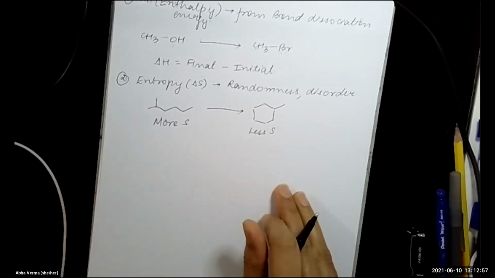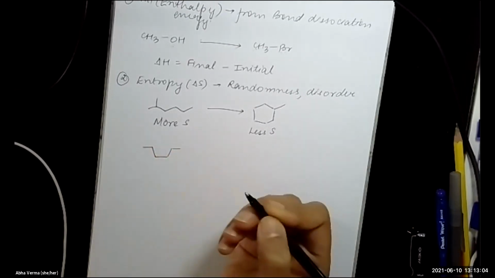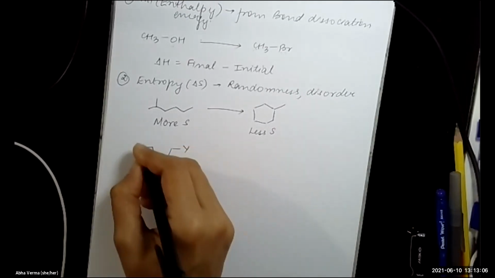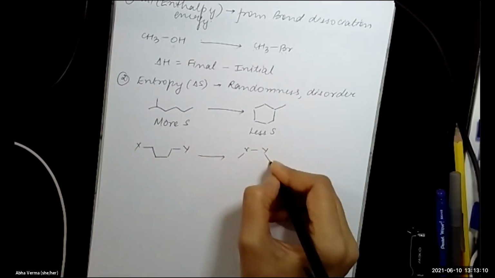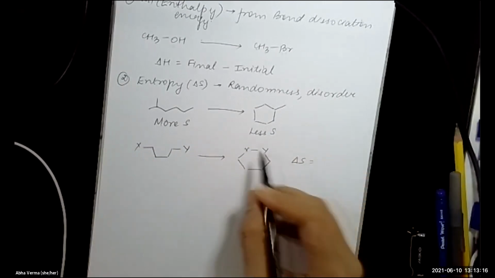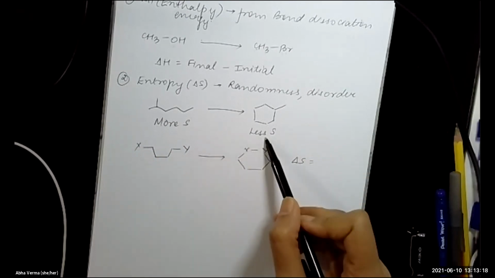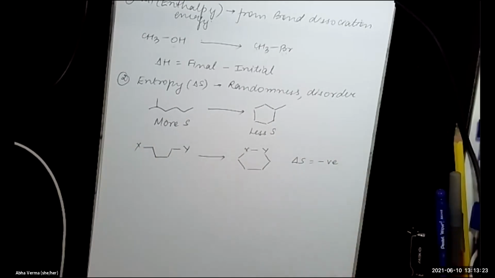So what do you need in your reaction? If you look at a reaction like this, you have a linear chain and then you make a cyclic ring. Again, you have decreased your entropy. So overall, less S minus more S will give you a negative delta S.